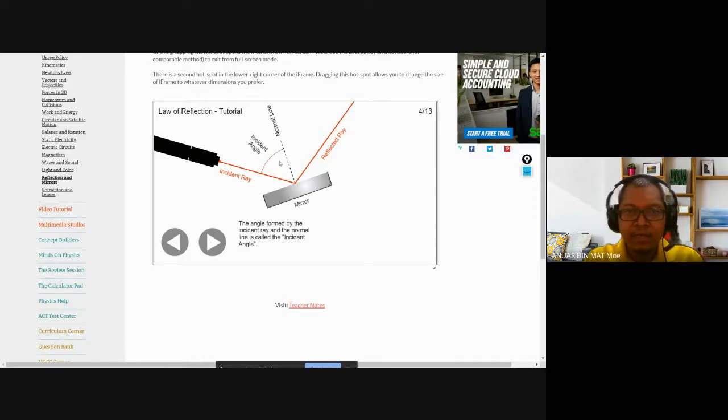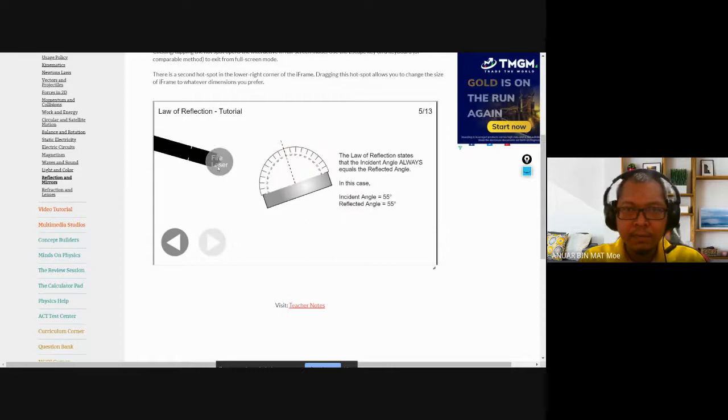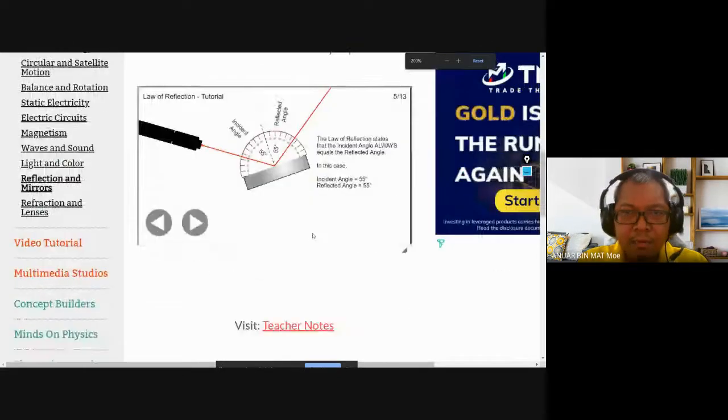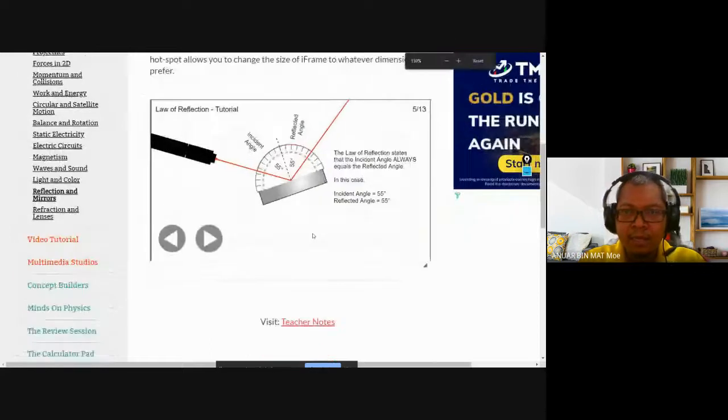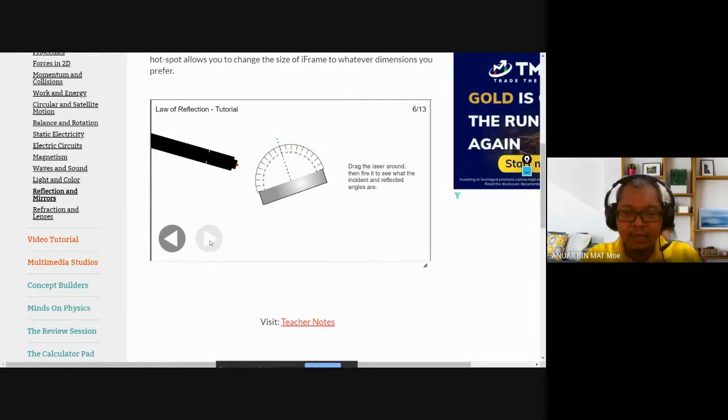So this is the angle of incidence, and this is the reflected angle. Next one, very easy. If the angle of incidence is 55 degrees, for example, I cannot zoom it, but I hope you can see it later. If the incident angle is 55 degrees, the reflected angle is also 55 degrees. That's all you need to know, class.